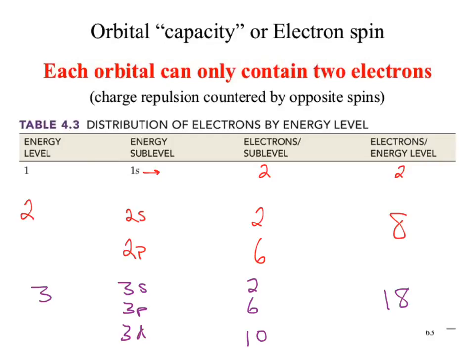Well, that was easy. There are only 2 things there, so that trend can't possibly continue. Let's move to the second energy level, which we would say would be the second row. How many elements are in the second row? 8. How many electrons could I fit in the second energy level? 8.